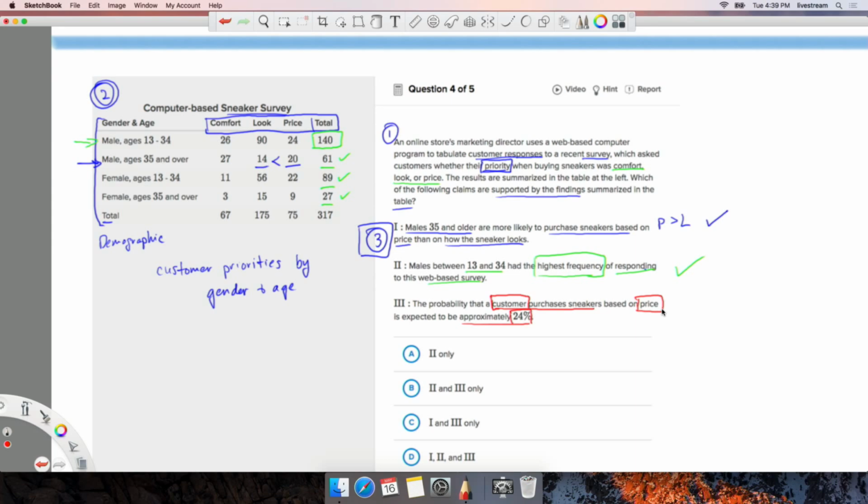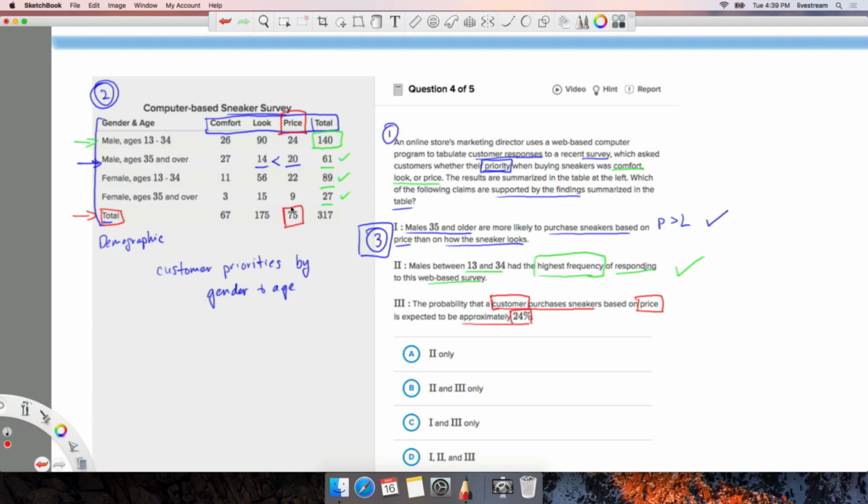So if you took a moment, you might have said this row here. And so I want to look at all customers, since this is just customers, not male or female or by age. And then I want to look at price here. And so it looks like this is going to be a key number. So the total number of customers that say price is the most important thing for them.